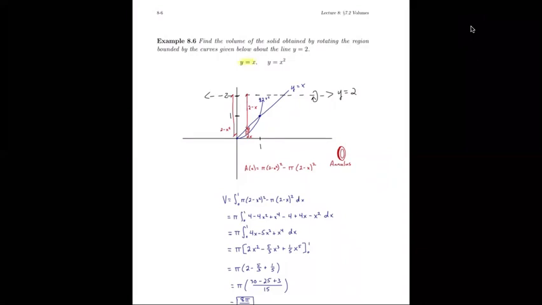Here's our given region, y equals x squared. It's imperative that we understand what these regions look like. So sketching this and being able to sketch it is crucial. We really want to do that each time.